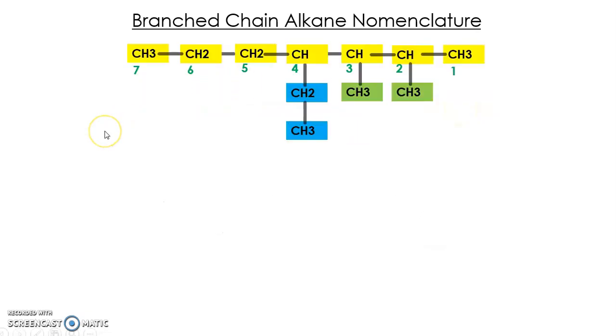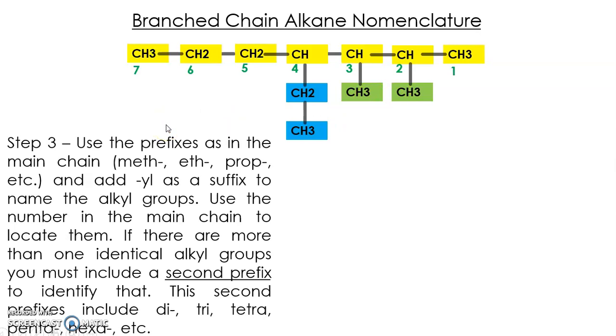Okay, now for step number 3, I need you guys to focus. So I went on ahead and color-coded these alkyl groups over here. As you guys can see, because these alkyl groups are the same, I chose the same color for them. You'll see later on why that's important. So in step number 3, use the prefixes as in the main chain, which are meth, eth, prop, and so on, and add -il as a suffix to the name to name the alkyl groups. Why -il? Because these ones are alkyl groups.